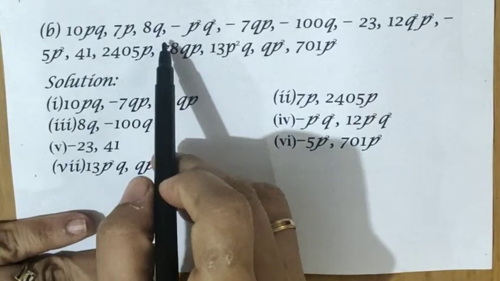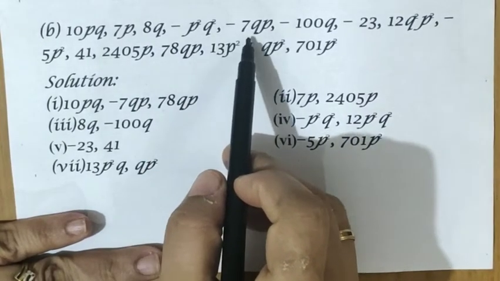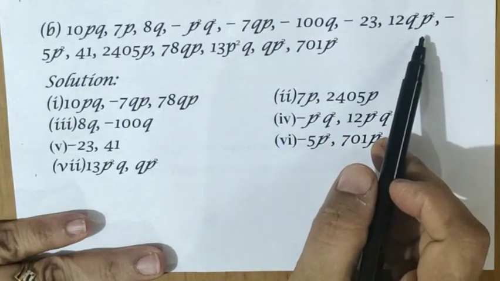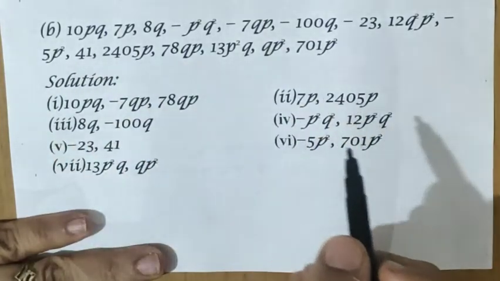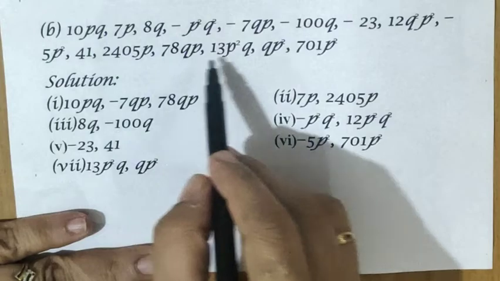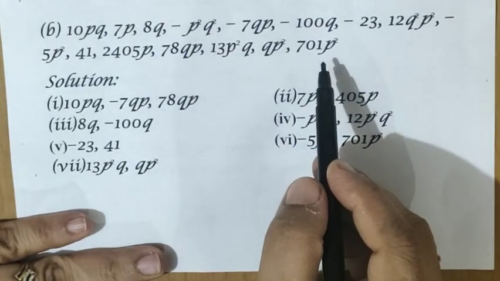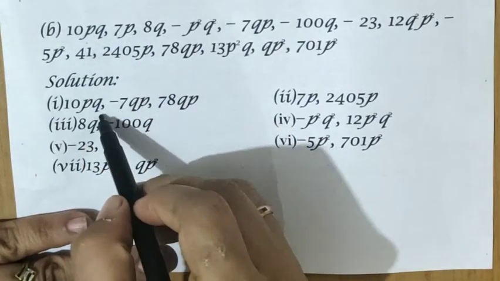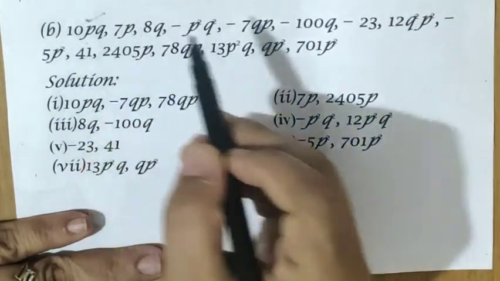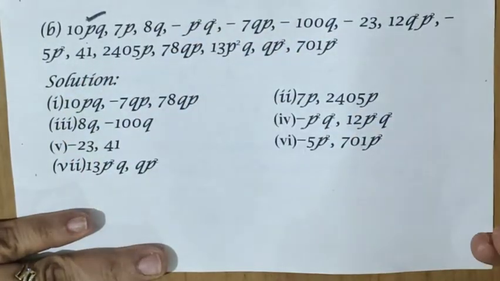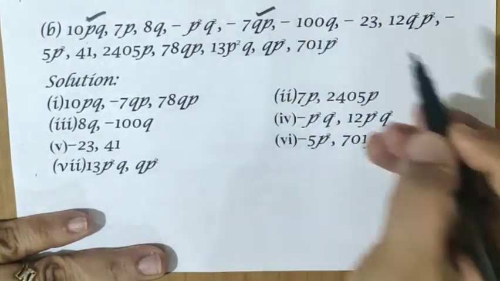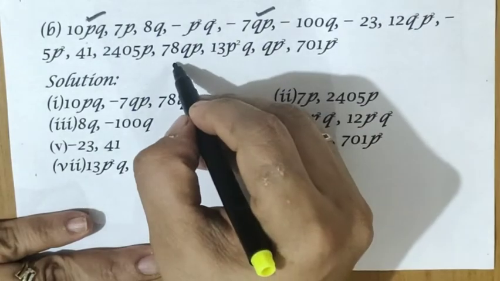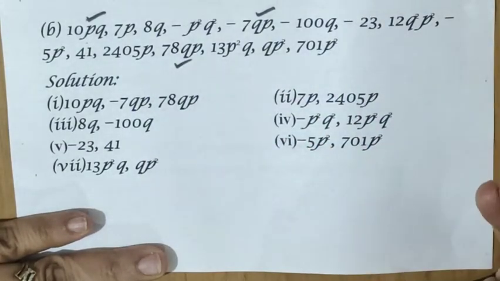10pq, 7p, 8q, minus p square q square, minus 7qp, minus 100q, minus 23, 12q square p square, minus 5p square, 41, like that so many terms are given, we should identify. So first we have grouped with the 10pq because the first term is 10pq. So p and q, see over, 10pq is here. What is the next one? Minus 7qp. Again we can see that is 78qp. So three terms gone, right?